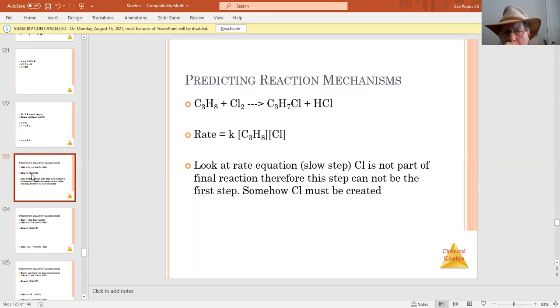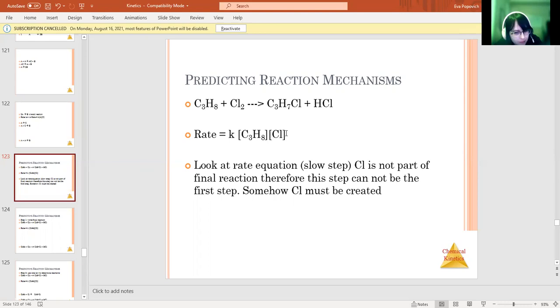Now, Jessica, look at the rate law and look at the overall reaction. Does my overall reaction have Cl in it? Does it have Cl by itself? Cl2 is different from Cl. So when I put C3H8 plus Cl, is that going to be the first step of my mechanism?